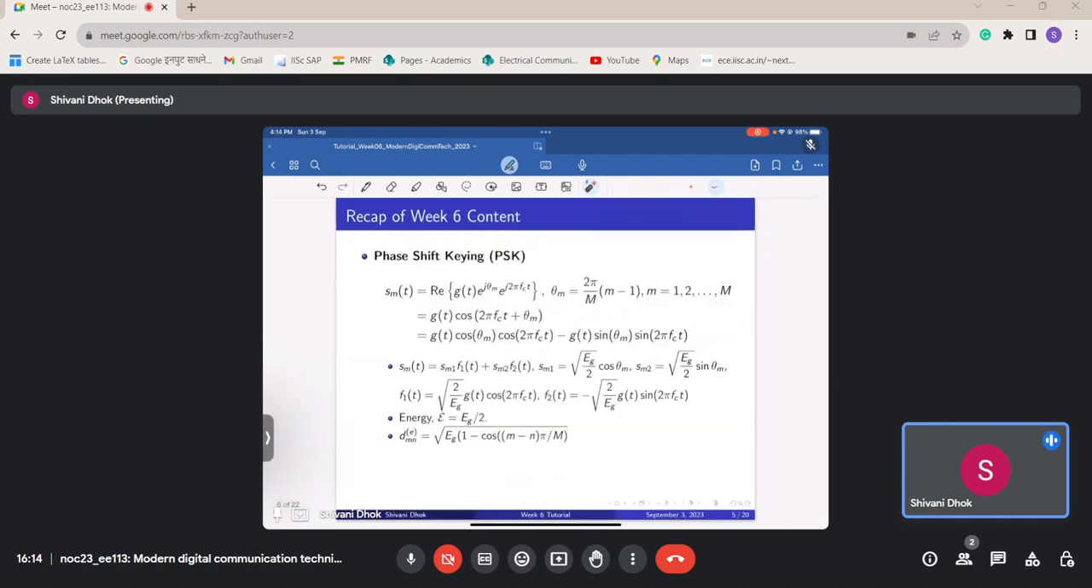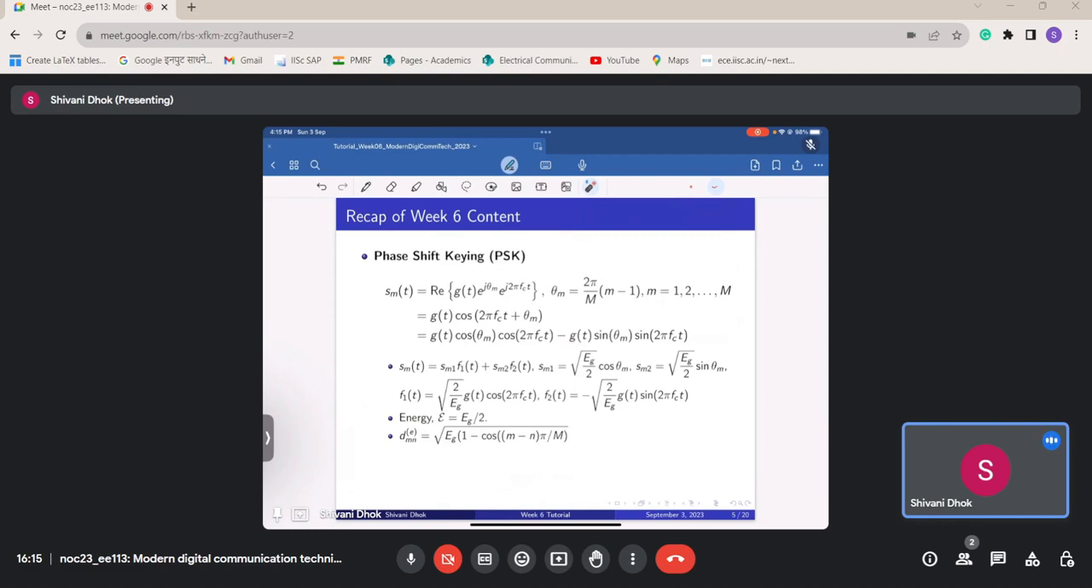After that, another modulation technique was discussed, which is known as phase shift keying. The signal for phase shift keying is given by the real part of g(t) e^(j theta_m) e^(j 2 pi fc t), where theta_m carries my message information, which is given by 2 pi by M into (m minus 1). Again, m varies from 1 to capital M. This we can write as g(t) cos(2 pi fc t plus theta_m), and this can also be written as g(t) cos theta_m cos 2 pi fc t minus g(t) sin theta_m sin 2 pi fc t.